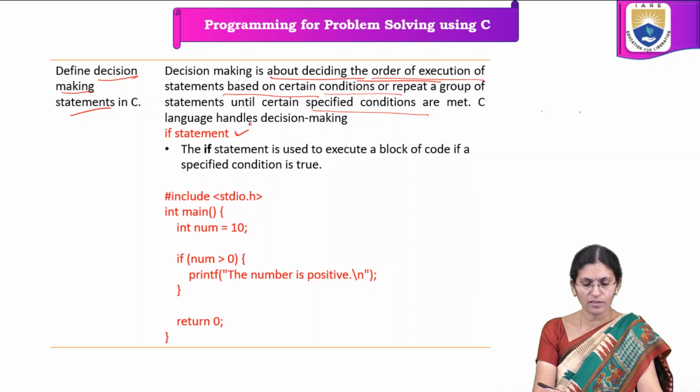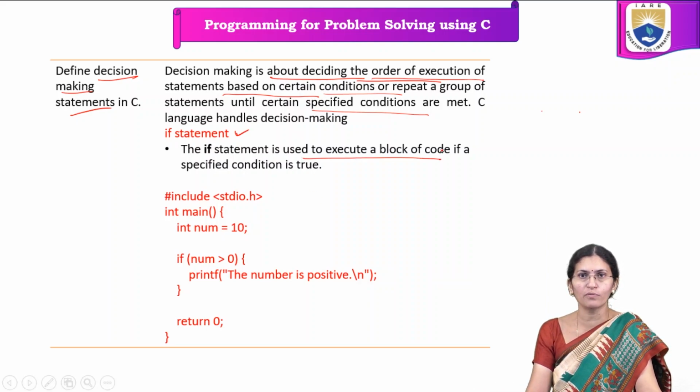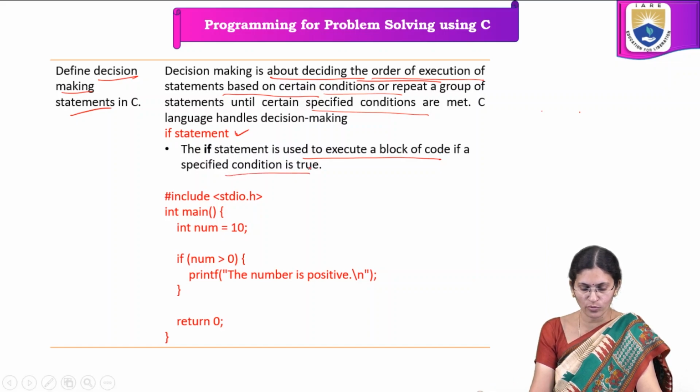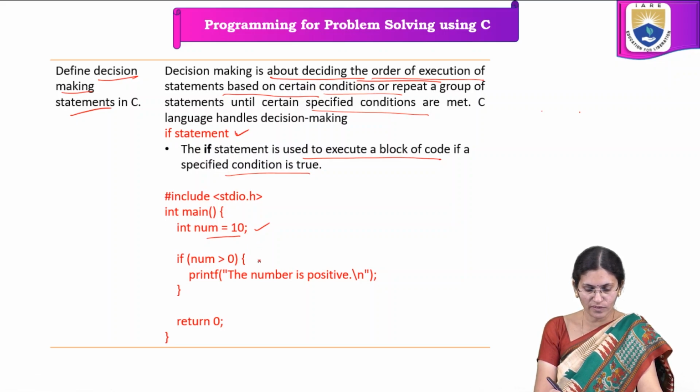So first, let us see the first one, the if statement. The if statement is used to execute a block of code if a specified condition is true. For example, consider this simple program. In this program, we have declared one variable and its value is assigned to 10. And then after that, this is the decision making statement. This is the if statement.